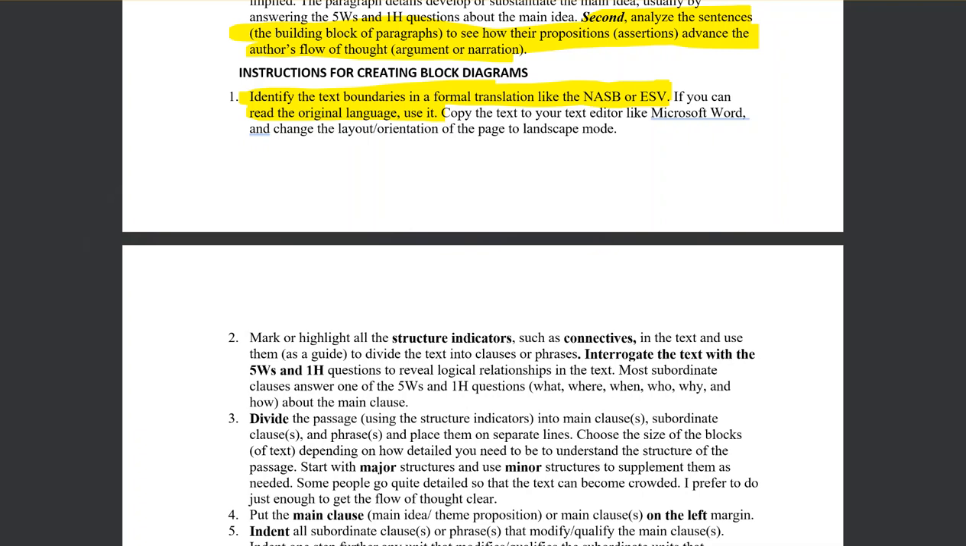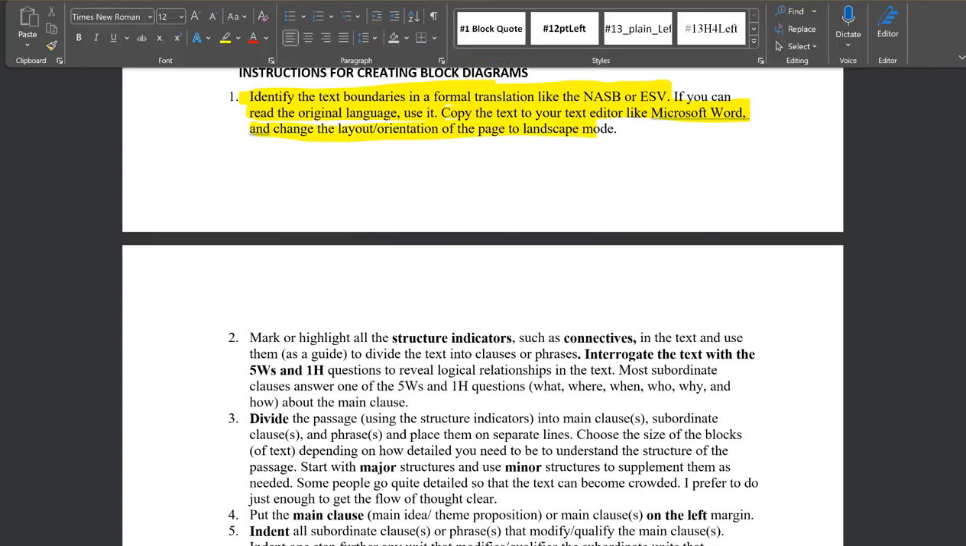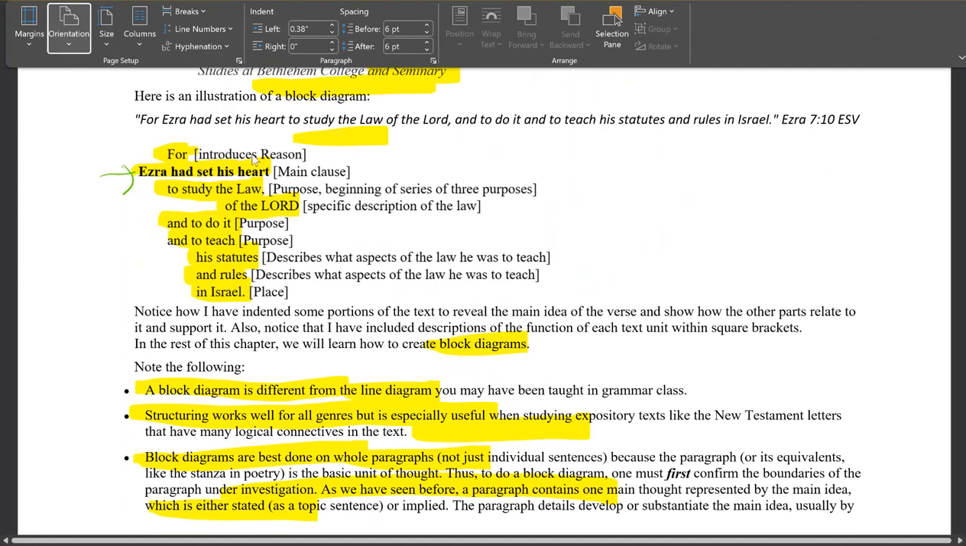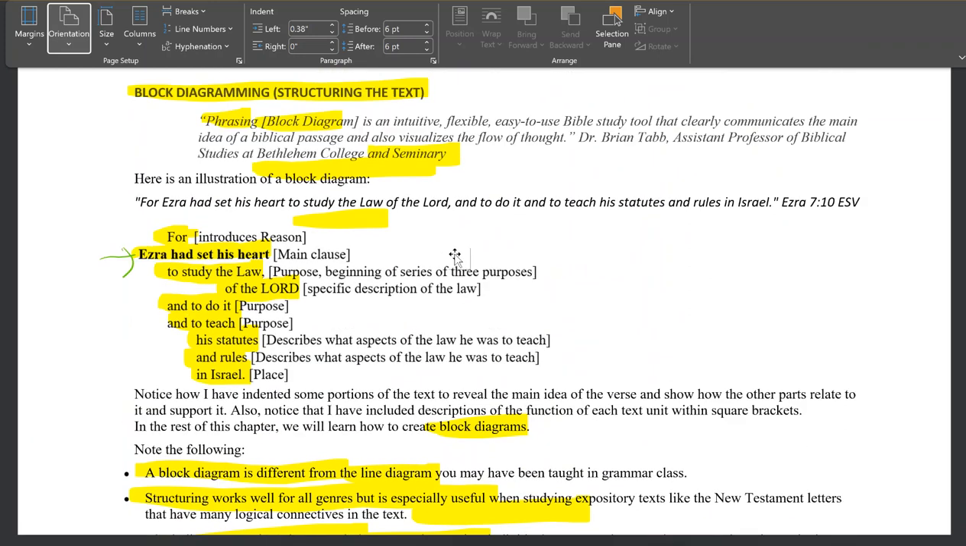So I recommend copying the text into a word editor like Microsoft Word, and then changing the layout. To change the layout, I'm going to do it real quickly. Hopefully this is getting captured. I'm going to go to Layout in this document, then go under Orientation and choose, instead of portrait, landscape. That opens the page a little bit bigger and allows me to get the job done easier.